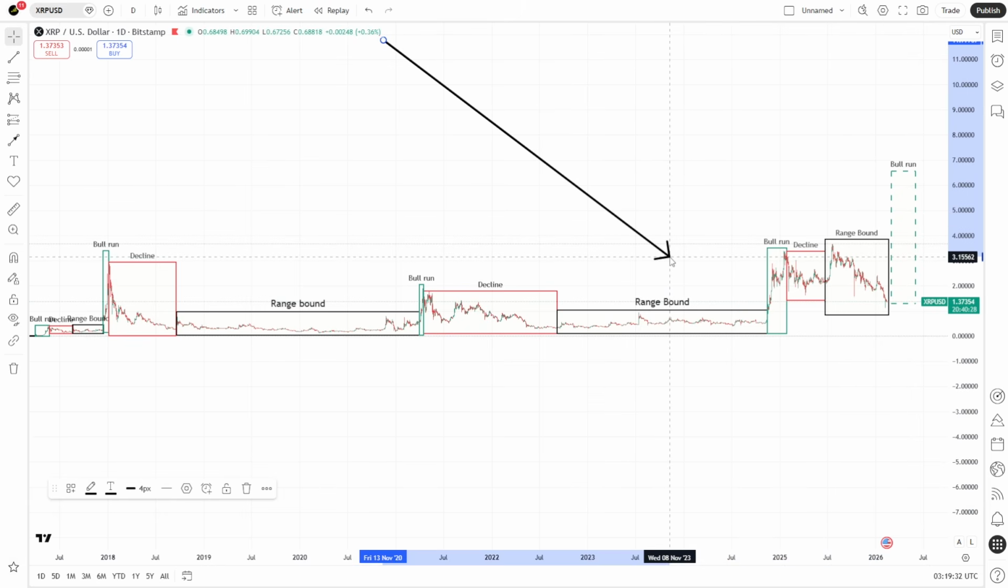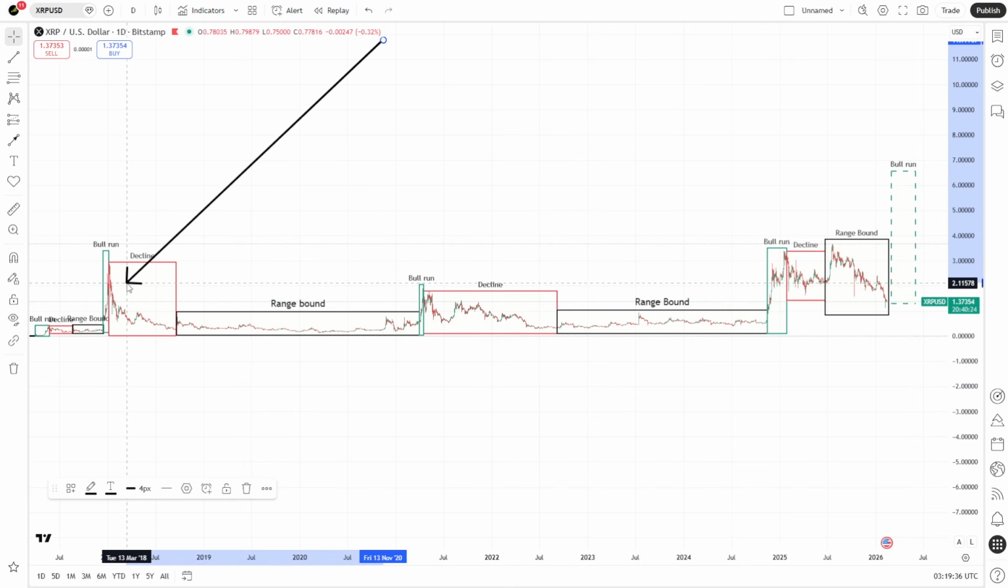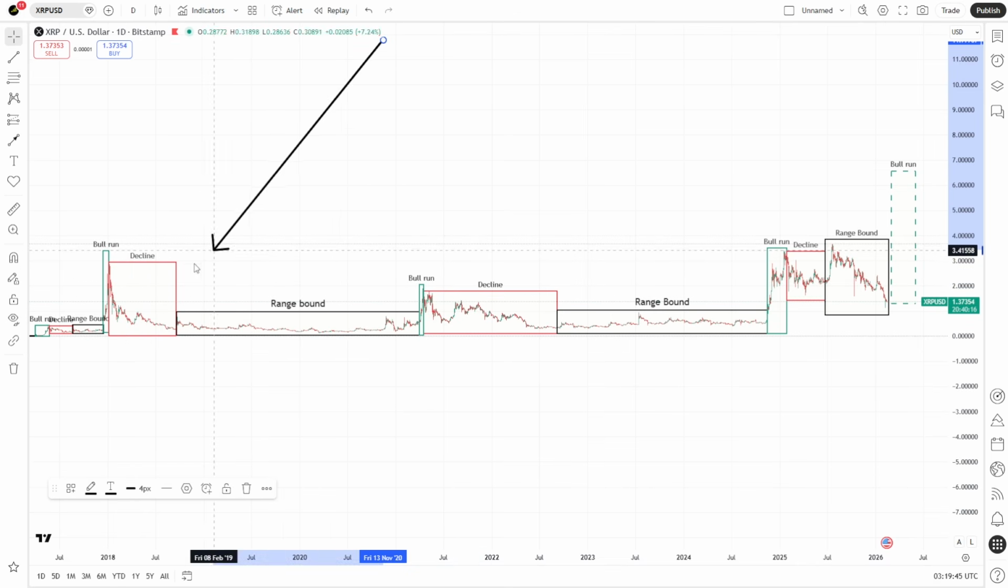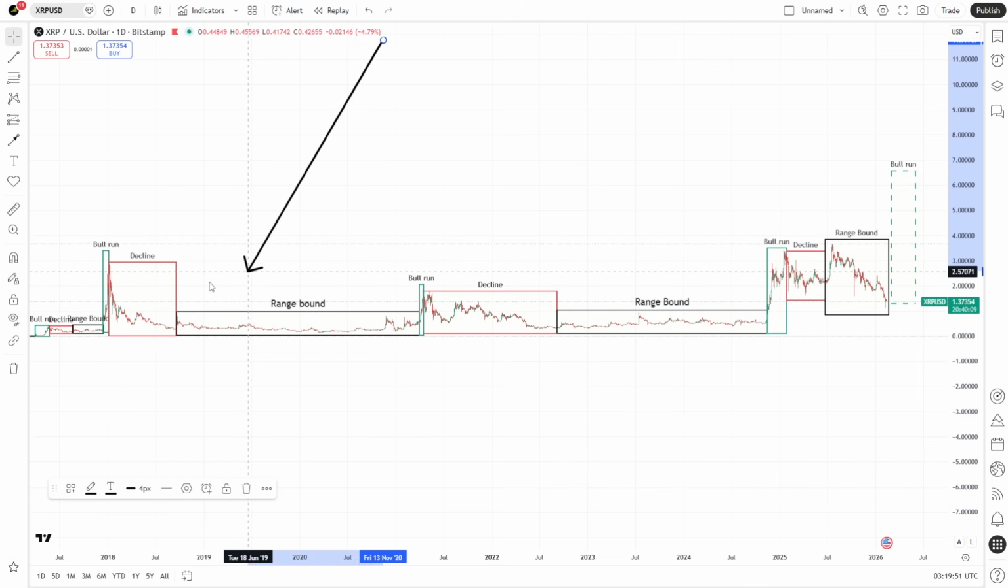Now, it's possible that we are in a decline, as some analysts are suggesting. If that is the case, and it is playing out at something similar to this scale or this scale, that would mean we would first need to complete the decline, and then we would go into the range-bound time. Now, at this scale, the range-bound time is going to most likely take years. Let me repeat that again.